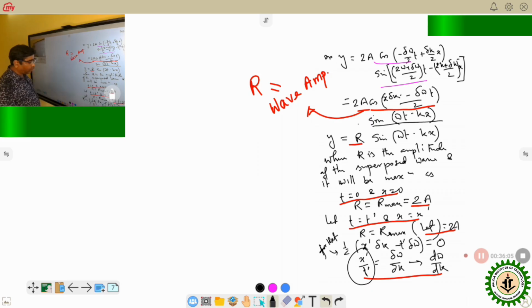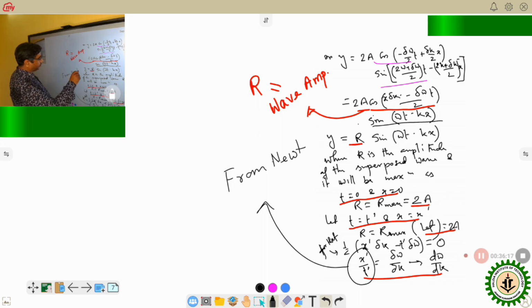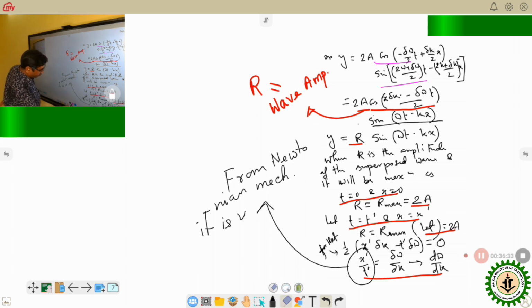Now from Newtonian mechanics we have learned that it is velocity, particle velocity.